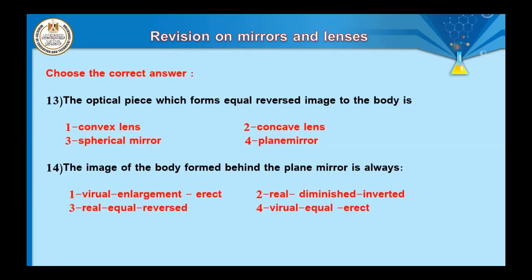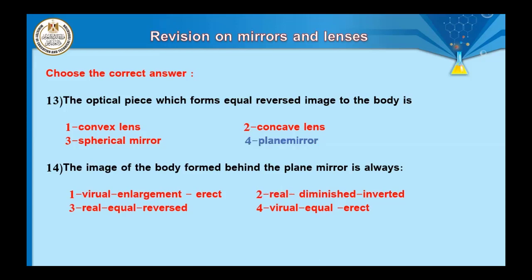Question number 13. The optical base which forms an equal reversed image. What is the meaning of reversed? It means laterally inverted. So we have only one optical base which forms a reversed image, which is, yes, plane mirror. The correct answer: plane mirror.